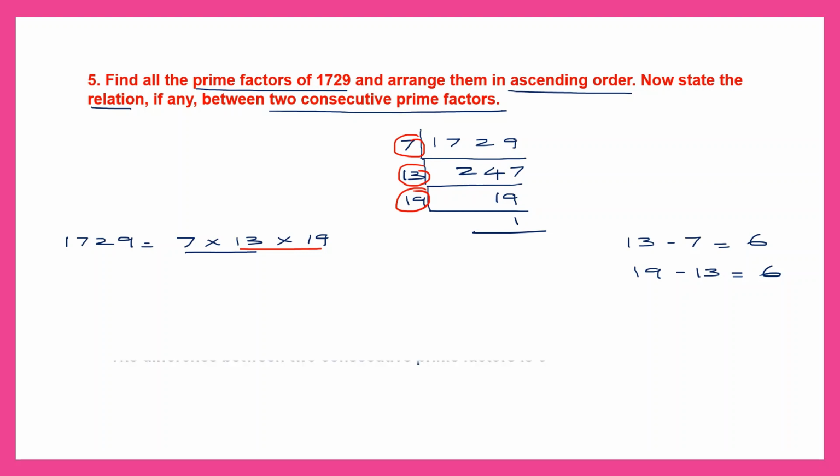So let's write down that answer. The difference between two consecutive prime factors here is 6. So we have answered all questions. We have found the prime factors of 1729. Then we arranged them in ascending order from small to big. And now we stated the relation between two consecutive numbers. And what is the relation? The difference between two consecutive prime factors is 6.